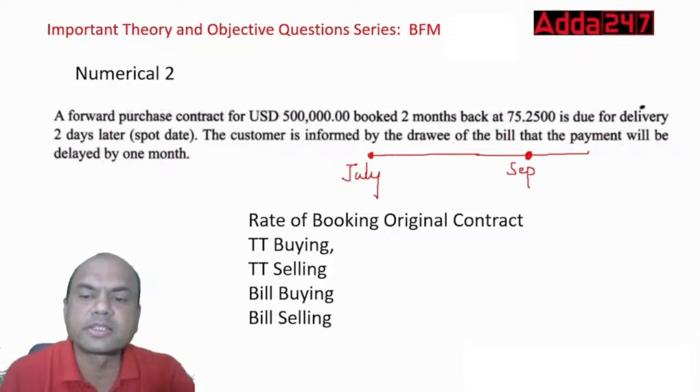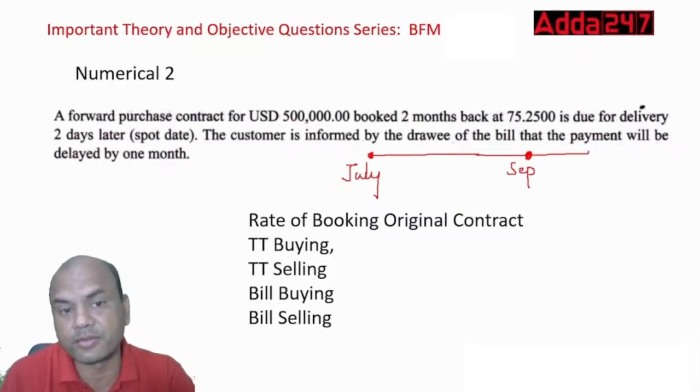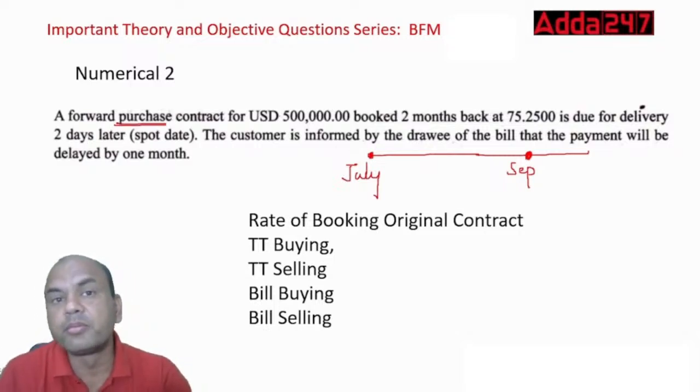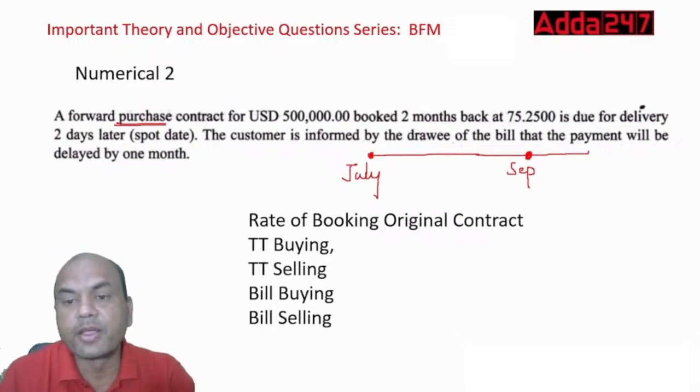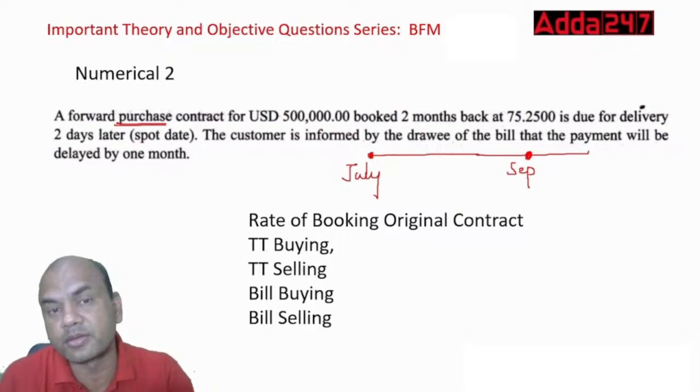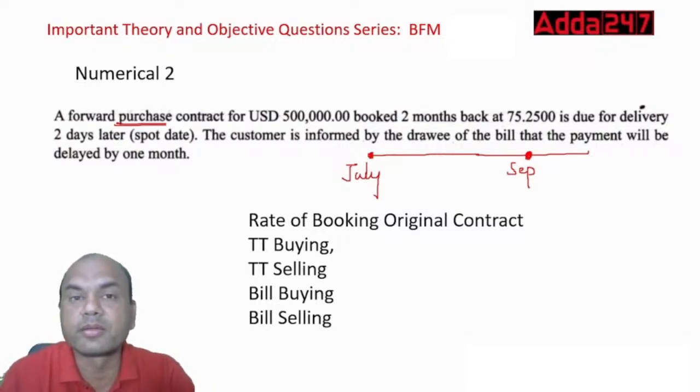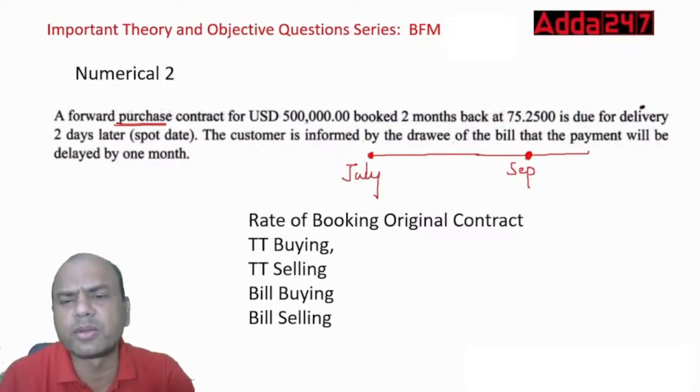But what has happened is the customer is told now by his buyer. See here, forward purchase contract. This is a purchase. Purchase means it's an export transaction. Always remember, purchase is always export. The buyer means the buyer of your customer. That buyer was going to pay the customer in September, but this buyer has said no, I won't be able to pay you now. I'll be able to pay you after 1 month, so in October.